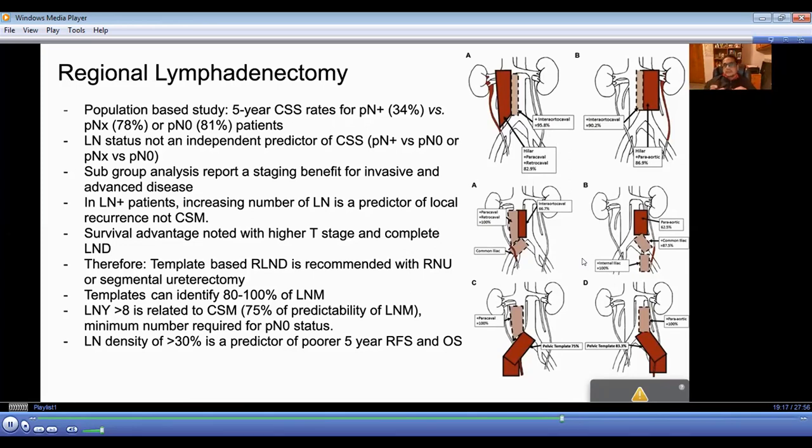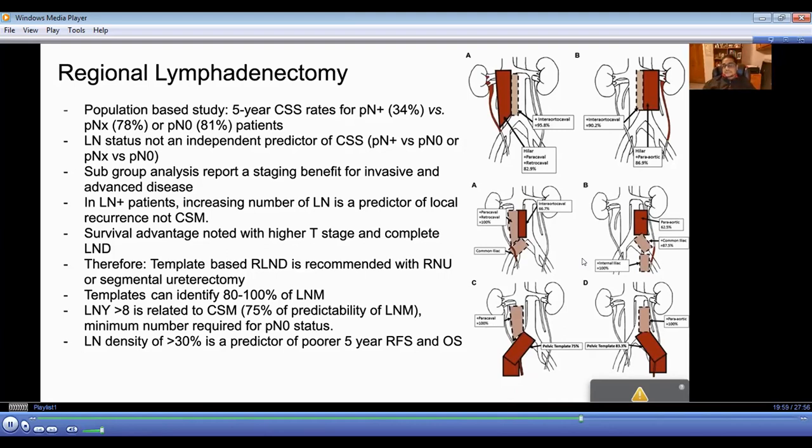But within the extent of the disease, for example, if you had high T stage or LVI, there was a staging benefit for this subgroup where you could identify and pick up the presence of lymph node metastases. It was also noted that in patients with lymph node positive disease, increasing the lymph node yield was a predictor of local recurrence, but it was not associated with cancer-specific mortality. And like I said, the survival advantage is usually noted with higher T stage and complete lymph node dissection.